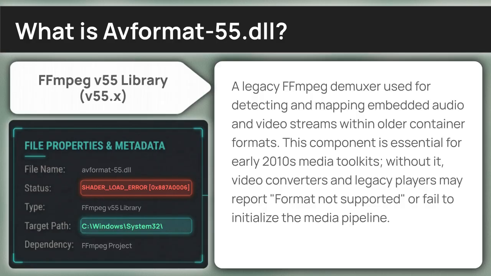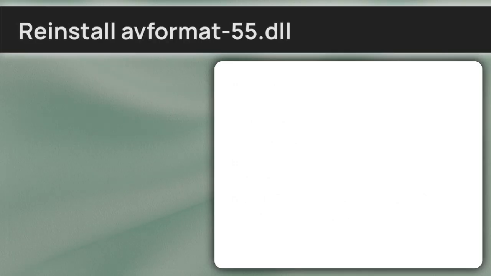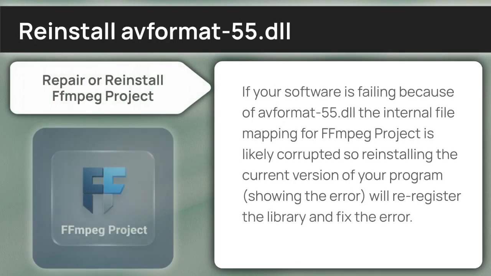Let's get to work. We'll start with the most common fix for this specific error. If your software is failing because of audio-video format 55.dll, the internal file mapping for FFmpeg Project is likely corrupted. So reinstalling the current version of your program showing the error will re-register the library and fix the error.